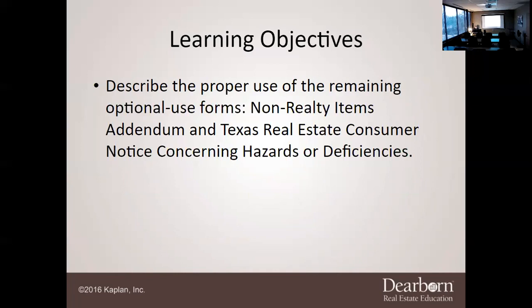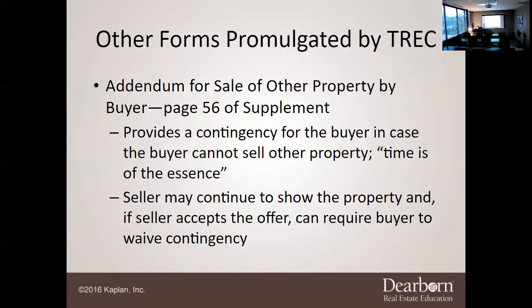Further, we will describe the proper use of the remaining optional forms, which are going to be the non-realty items addendum and the Texas Real Estate Consumer Notice concerning hazards and deficiencies. Okay, so as you can tell this evening, we've got a lot to end up covering this evening.